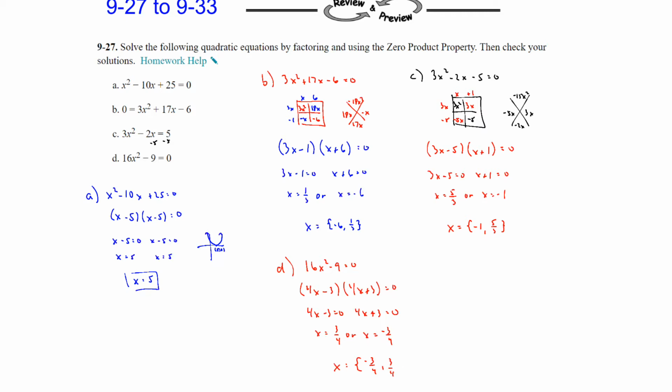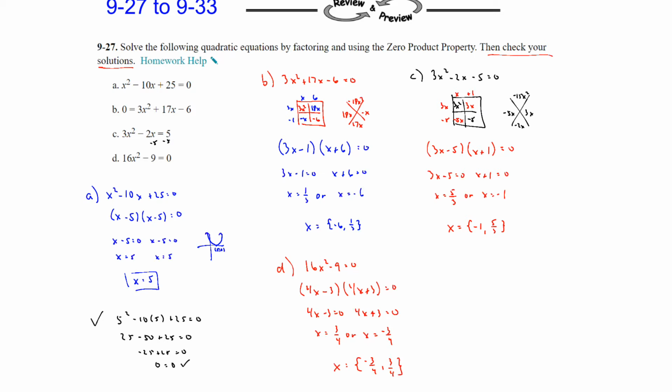And so each of those we solved by factoring and using the zero product property. It does say check your solutions, and so just as a quick reminder, to check your solutions, for example on A, we would take 5 and plug it back in to the original equation, and then check to see that we're going to get the left side to equal 0. So negative 25 plus 25 is equal to 0, and that does check.